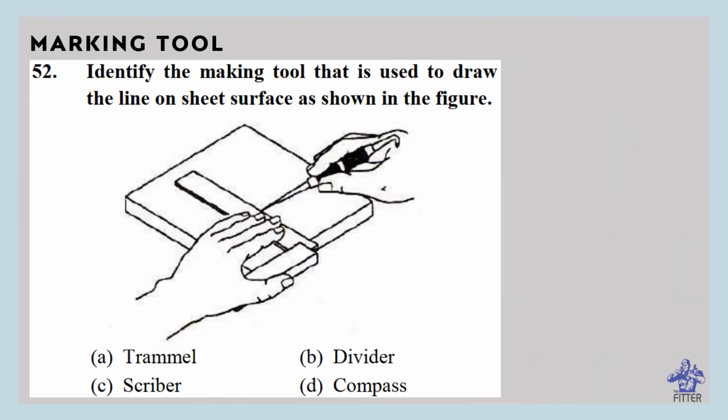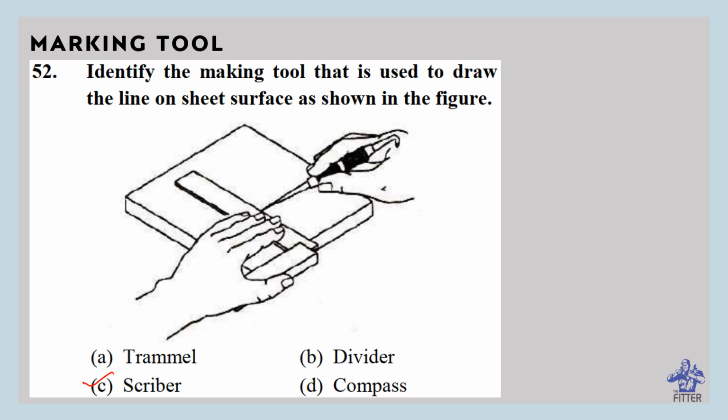Identify the marking tool that is used to draw the line on sheet surface as shown in the figure. That is scriber. We have discussed it before, right? Scriber is a marking tool that is used to draw the line on sheet surface. Scriber is made from a rod of hardened and tempered tool steel.